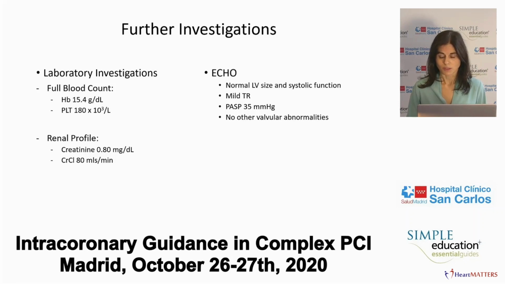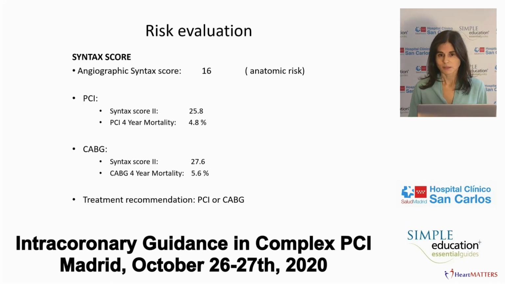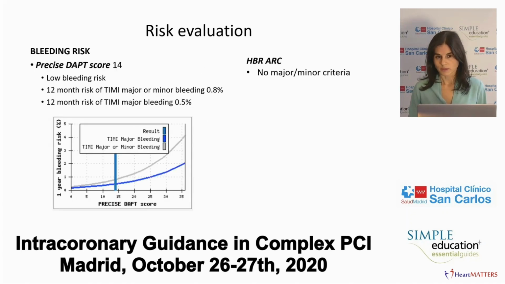This is the risk evaluation for this patient. The angiographic SYNTAX score was 16, and when we calculated the SYNTAX 2 score, it was equipoise for PCI or CABG. We also calculated his bleeding risk, and as you can see, he had a low bleeding risk by the PRECISE-DAPT score, and he didn't have any major or minor criteria in the HBR ARC.